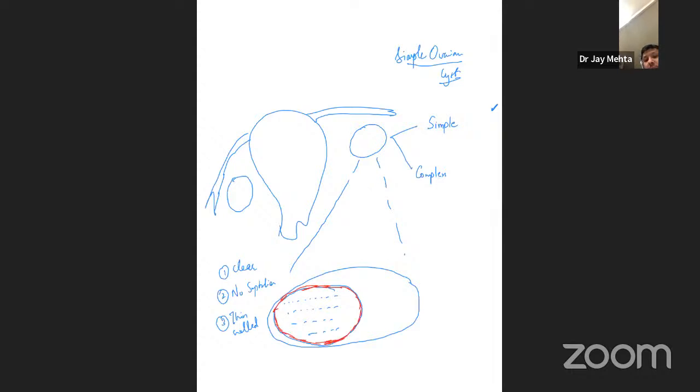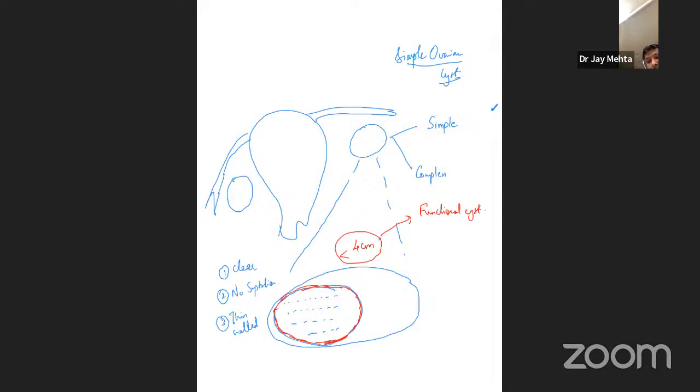Now, today we are going to be discussing all simple ovarian cysts which are going to be less than 4 centimeter in size. That is our target of discussion. So what is important? Less than 4 centimeter ovarian cysts are going to be predominantly functional cyst. So what is a functional cyst?